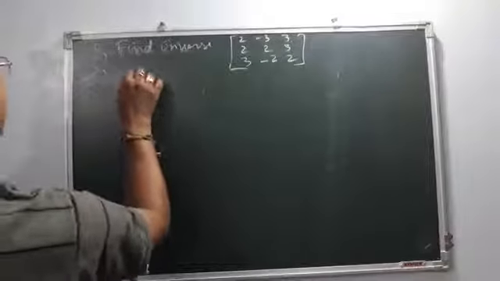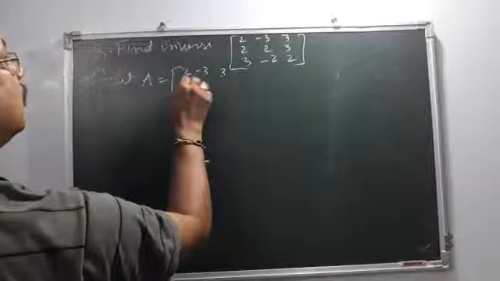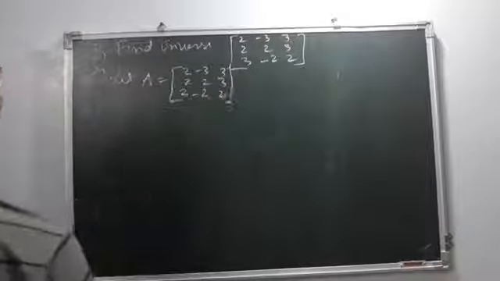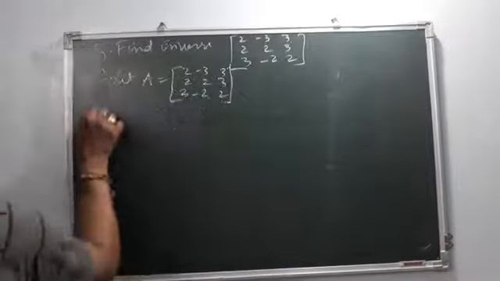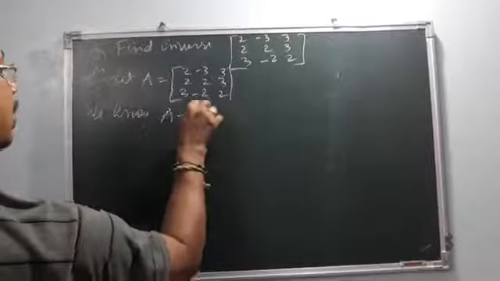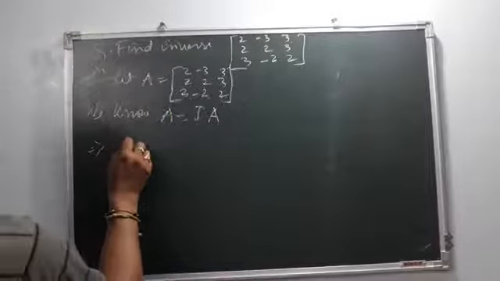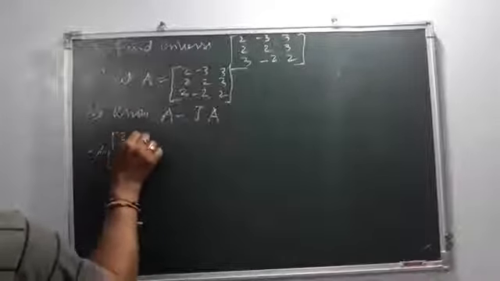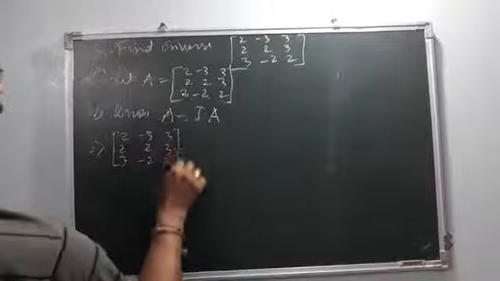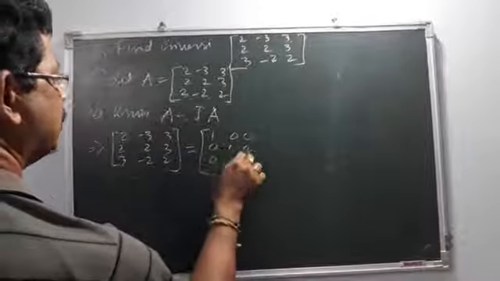So first we will write: let A be equal to [2 -3 3; 2 2 3; 3 -2 2]. I have taken this one as A. We know A is equal to I into A, which implies [2 -3 3; 2 2 3; 3 -2 2] is equal to [1 0 0; 0 1 0; 0 0 1] A.